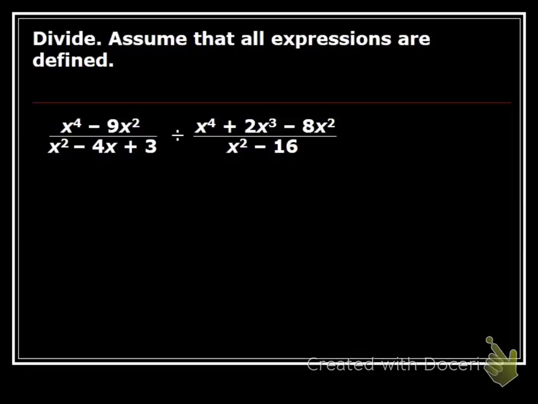So we have x to the fourth minus 9x squared divided by x squared minus 4x plus 3. And then that whole expression on the left is going to be divided by x to the fourth plus 2x cubed minus 8x squared over x squared minus 16. So what's our first step? We change division to multiplication and then take the reciprocal of the second one. So this needs to be flipped.